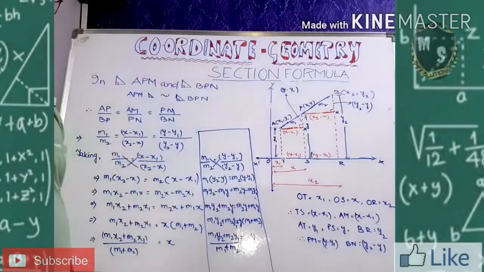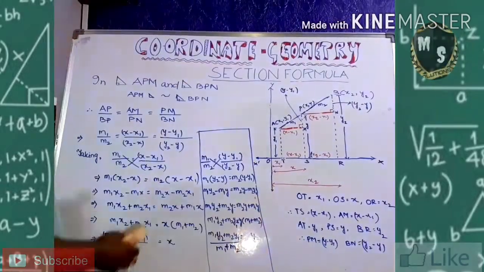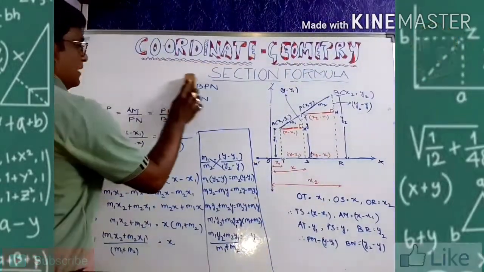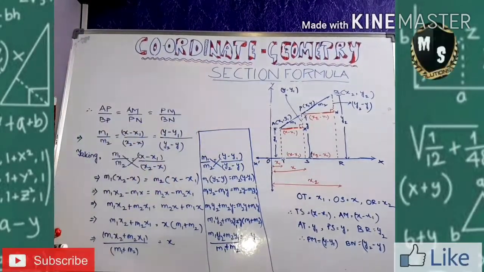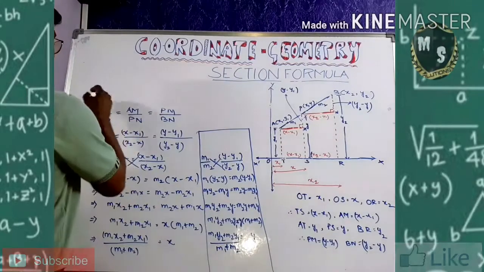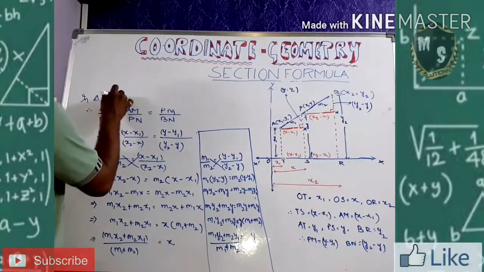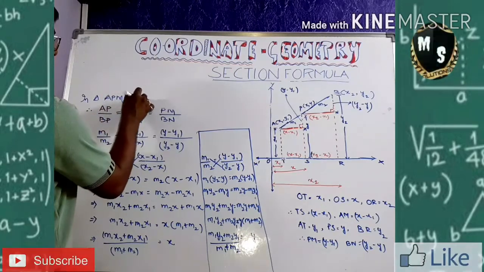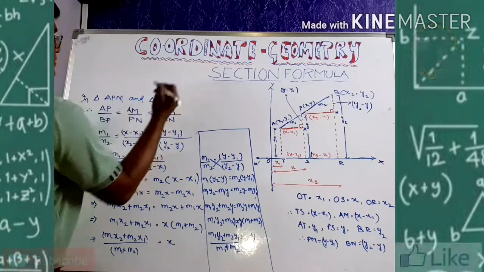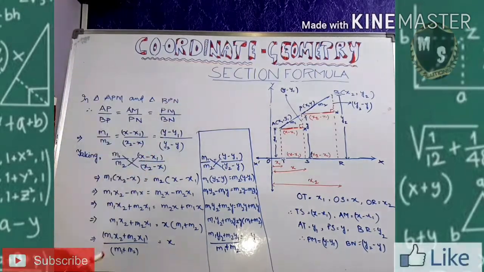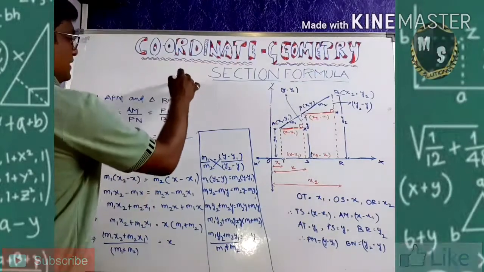So finally I am telling you one thing. See, the section formula, I am rubbing it. Here I was writing what is coming in triangle APN and triangle BPN. That was wrong. Okay, if you are taking notes, please go ahead, no problem. So now you see the section formula I am writing for you.